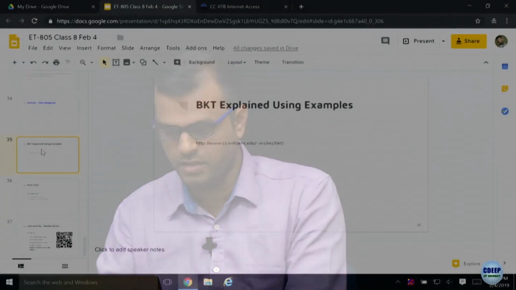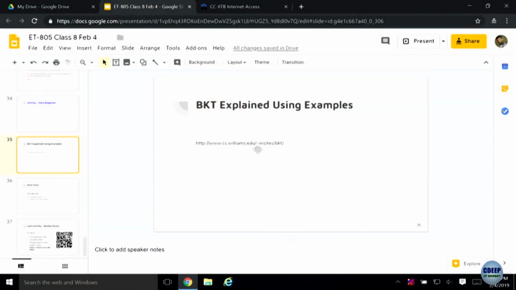Is everybody with me till now? Did you understand this part? Actually, this is an important part. Okay, I'll do the updating skill mastery later, but I'm going to do this now.